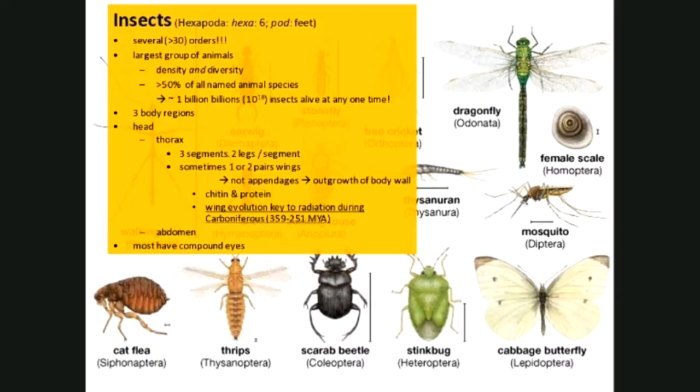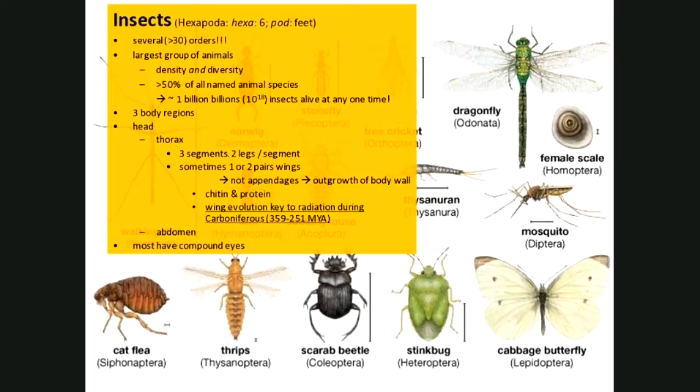3 body regions. They have a head, the thorax, and the abdomen. The head ought to be pushed over and indented. The thorax has 3 segments, 2 legs per segment, sometimes a pair or 2 of wings.